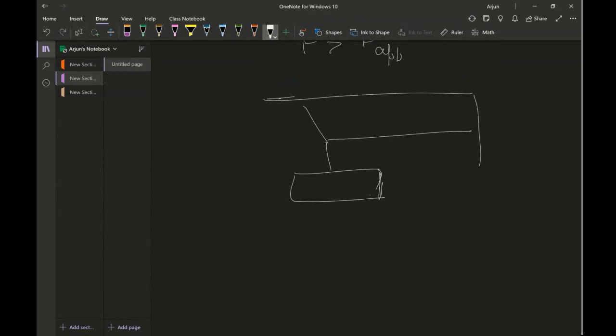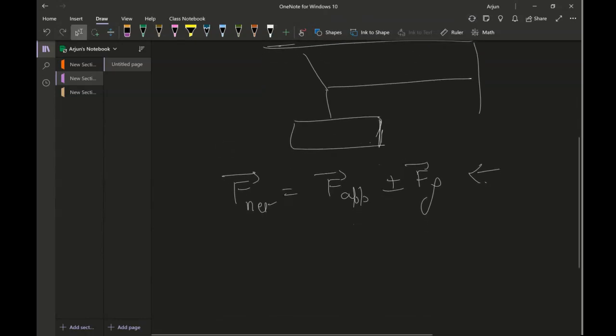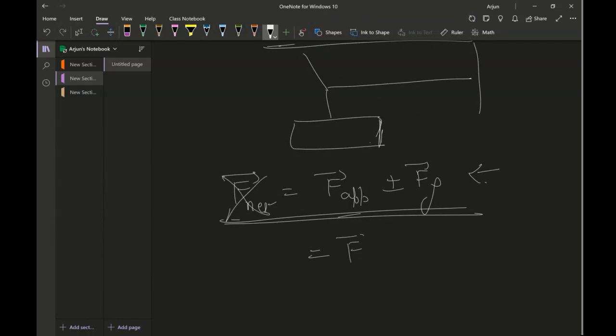So how do we write the equations for when the object is not moving, or under static conditions? Force net is equal to force applied plus minus force of friction. And this is the formula we learned in the last class. So the same formula we can apply, and this formula is in the horizontal direction. So if the object is not moving, net force is 0. So force applied will be equal to force of friction.